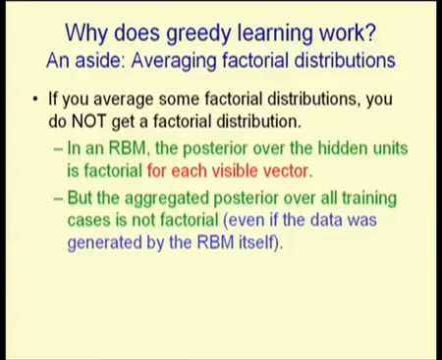The posterior over the hiddens. But if I now add up those posterior distributions, or rather average them over many different data vectors, what I get is something that isn't factorial. Just like when I take a mixture of Gaussians, I get something that isn't a Gaussian. Here, when I average these factorial distributions, I get something non-factorial. I'll call that thing that I get the aggregated posterior. It's the posterior distribution over the hidden units aggregated over all the data vectors.